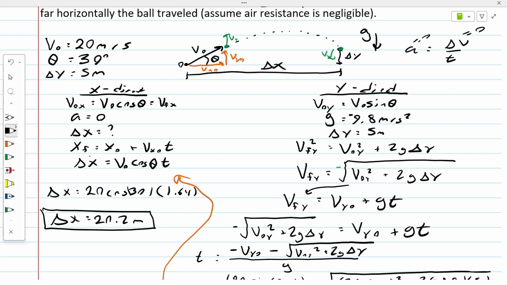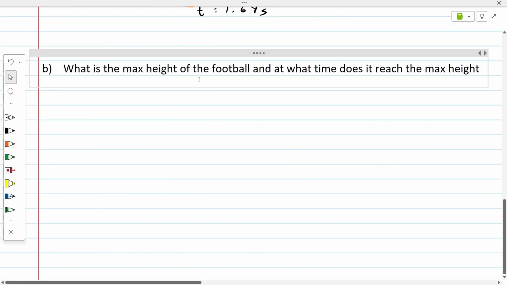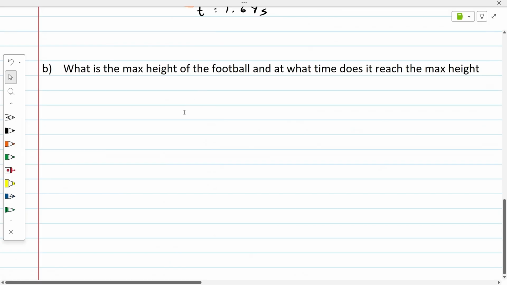Alright, so let's do part B down here, which says, what is the max height of the football and at what time does it reach the max height?